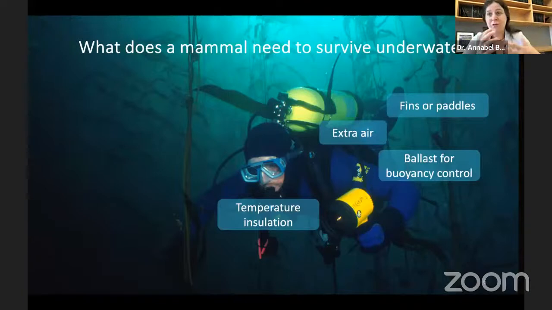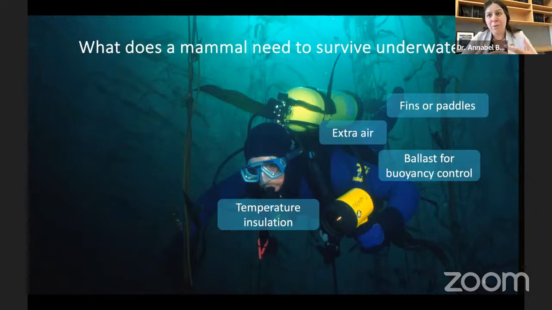So those of you who've been scuba diving might know that for a human, it takes a lot to be comfortable in the ocean environment. If we want to go on a dive underwater, we need to take some extra air with us. We need some way to propel ourselves through the water with fins or paddles. We need some way to stay down and offset the buoyancy of that extra air. So divers might wear weight belts as ballast to keep themselves down low in the water.